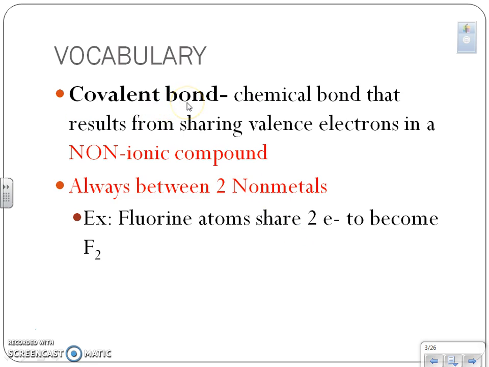Covalent bond is a vocabulary term you're going to need to know. It is a chemical bond that results from sharing electrons in a non-ionic compound. So non-ionic essentially means covalent, but you might see that phrase, a non-ionic compound. It's always between two nonmetals, and an example could be F2, where fluorine shares 2 electrons to become F2.